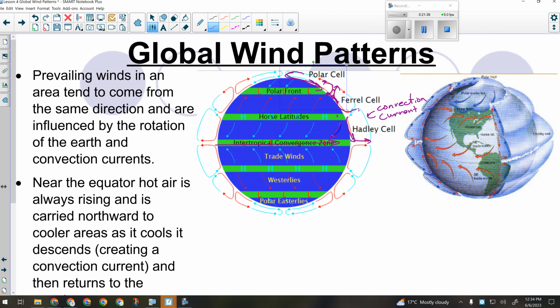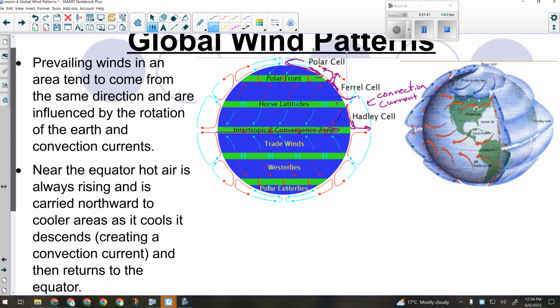All right, so here's what you need to know. You need to know about convection currents, and you need to know how they look at each latitude. And you need to know what that causes in terms of prevailing winds. So near the equator, it causes the winds to prevailingly come from the east and northeast. These are the trade winds.